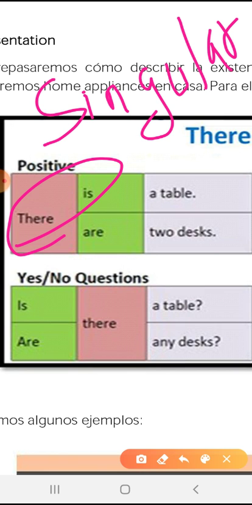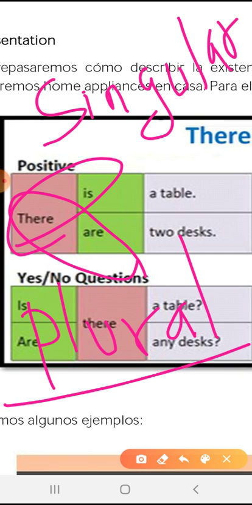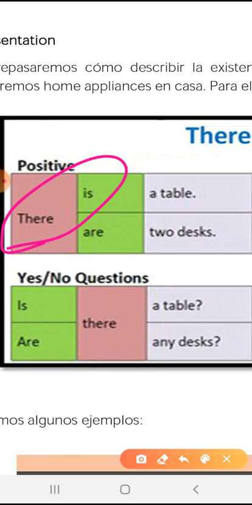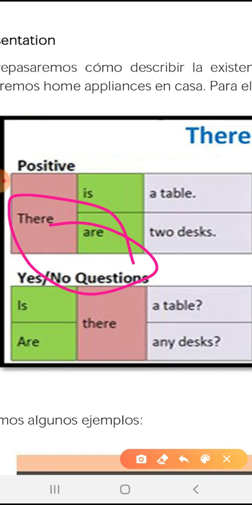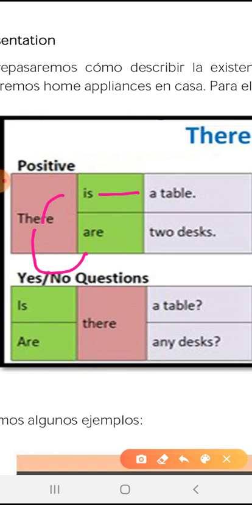And there are is for plural, cuando hay más de uno. Yes, when you have more than one. Remember, there is for singular, cuando solo hay uno. And there are es cuando ya hay más de uno. Yes, more than one is plural. So, for example, you get there is a table in my house. Yes, and there are 2 desks in my house.